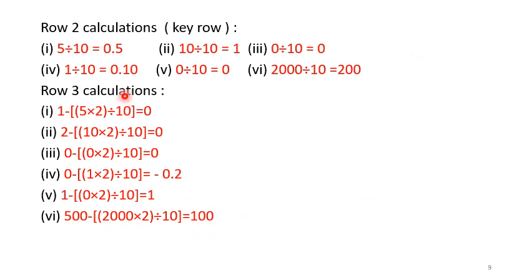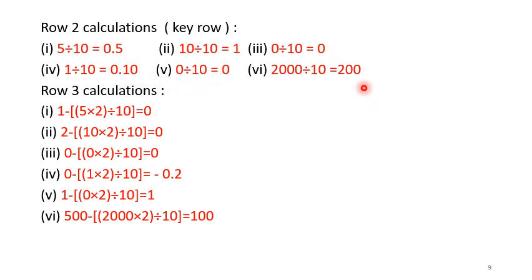Similarly, row 2 calculations, as I told you, this was the key row. So the old element was 5 divided by the pivot element that you already got. Throughout, all old elements are divided by the pivot element 10. That will give you the new value. So in the new table, in the second row, the values will be 0.5, 1, 0, 0.10, 0.10, 0 and 200.